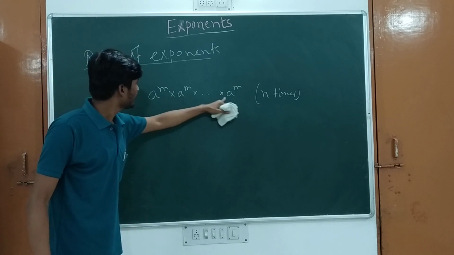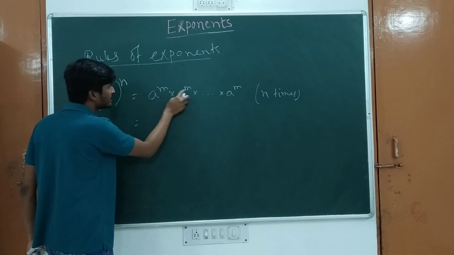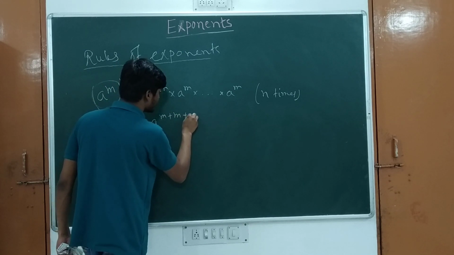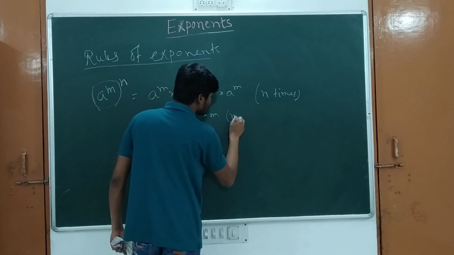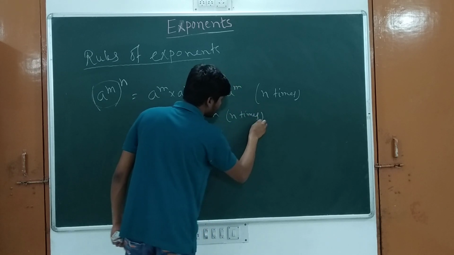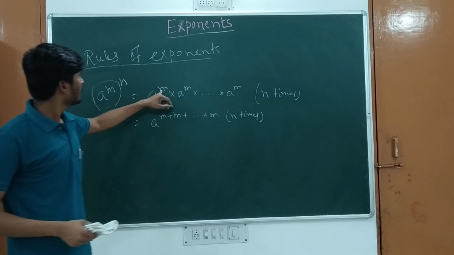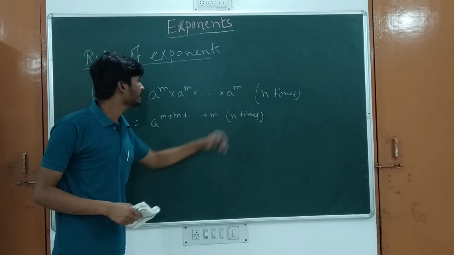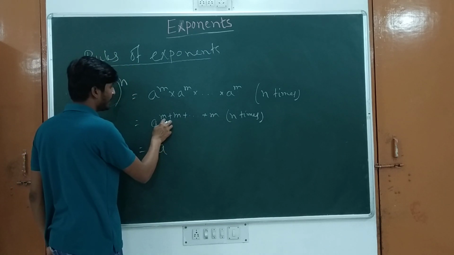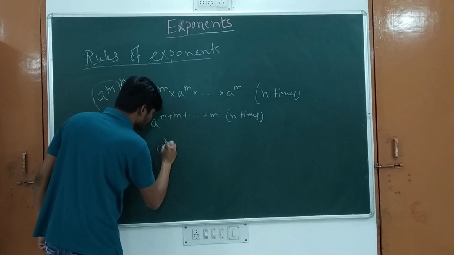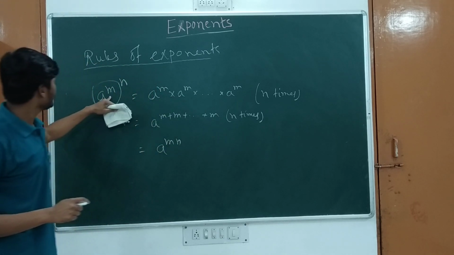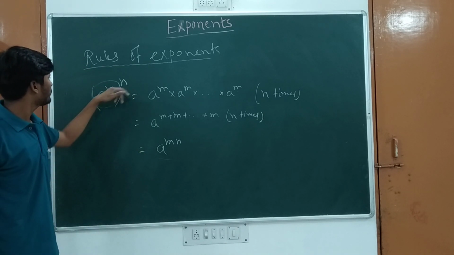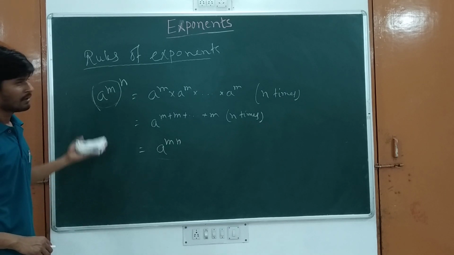So what is the rule in multiplication? We just add the powers: a to the power m plus m and so on. How many times? 1 time, 2 times, 3, 4, 5. n times are there. So m will be added n times, that means m multiplied by n. So a to the power m whole to the power n is a to the power m into n. That is, we just multiply the powers. Okay.